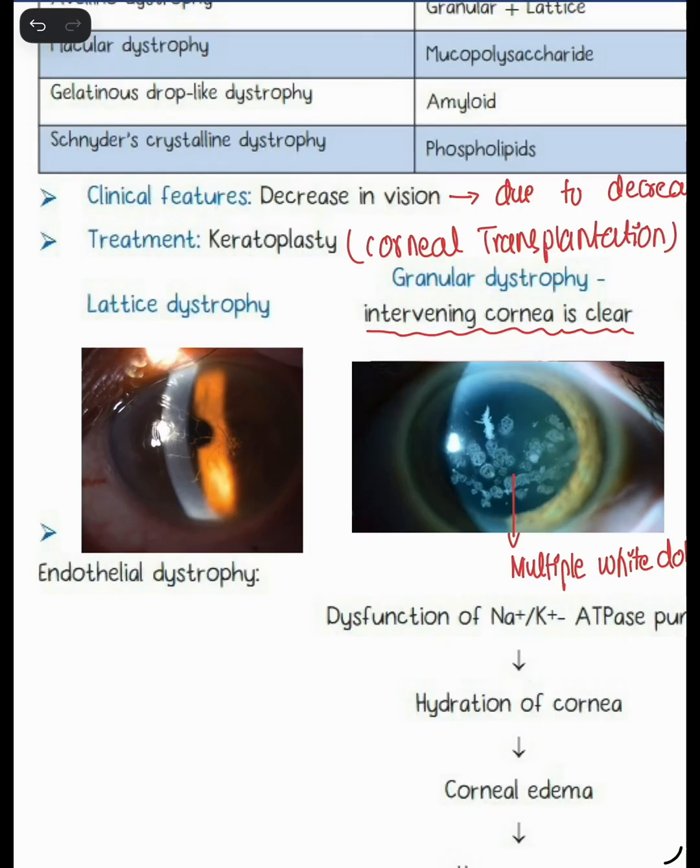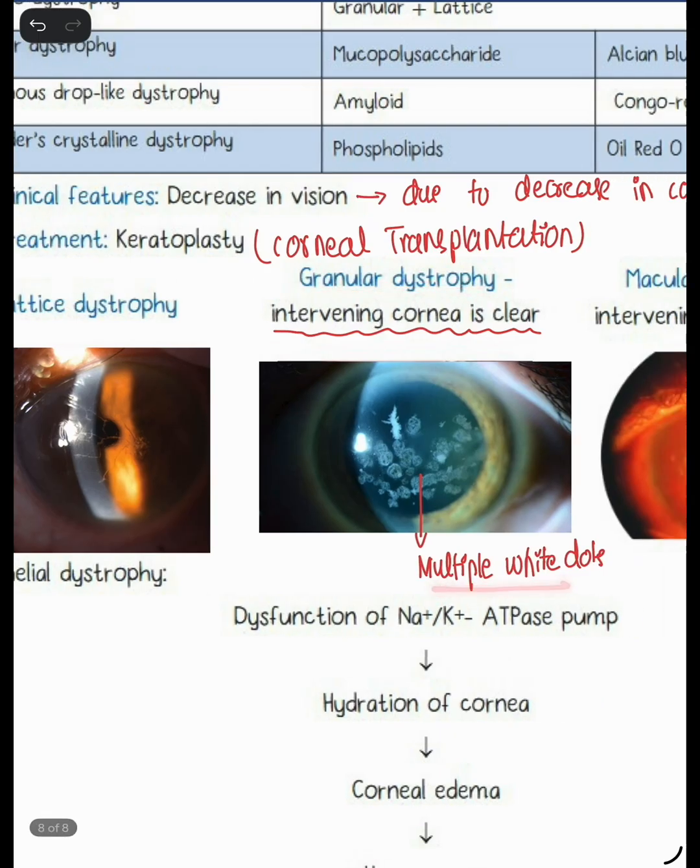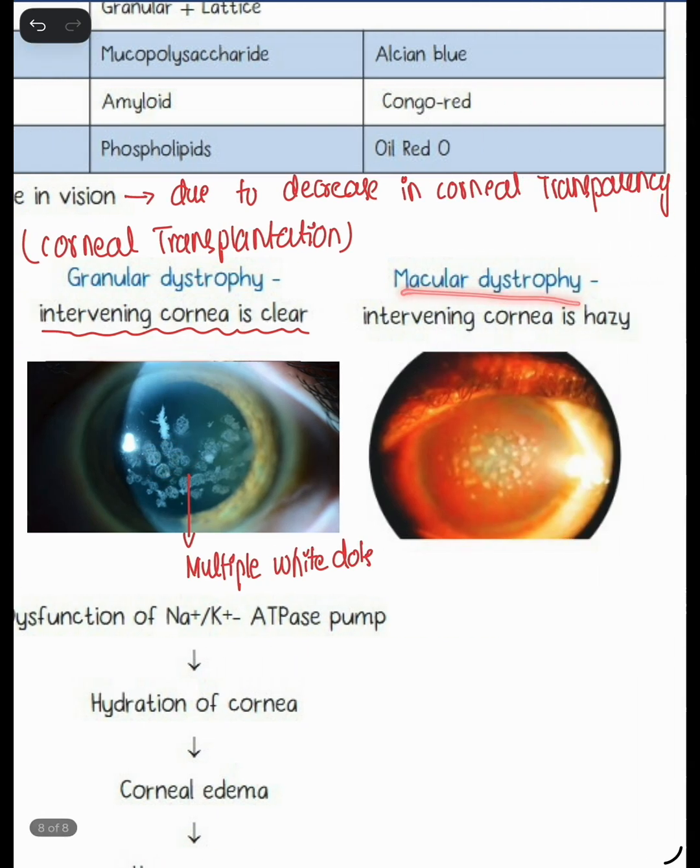Let's see the image of the lattice dystrophy, in which the amyloid is deposited, and we see this is the presentation. And in the granular dystrophy we see multiple white dots like this in the cornea, and in the macular dystrophy we also see the white dots. But the difference between the granular dystrophy and the macular dystrophy is that in the granular dystrophy the intervening cornea is clear, the distance between the two white dots is clear, but the distance between two white dots is hazy in the macular dystrophy.